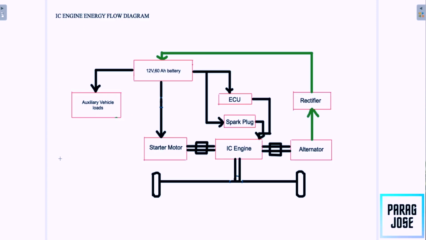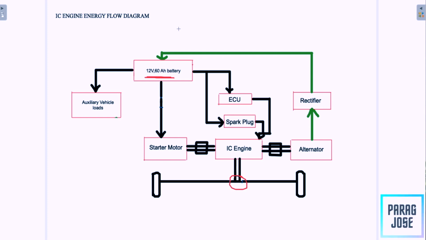Now this is one of the major roles of this battery pack, that is, we have a starter motor. If you observe this particular figure, we can see that the IC engine is directly coupled to the wheels through the differential unit or through the transmission unit. The starter motor is coupled to the IC engine and will be drawing power from the battery pack, which we have taken as a 12 volt 60 ampere hour battery pack in this case.